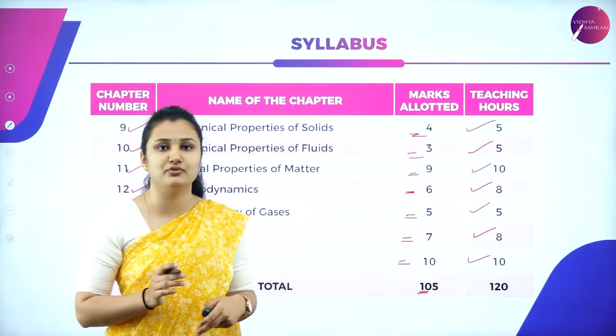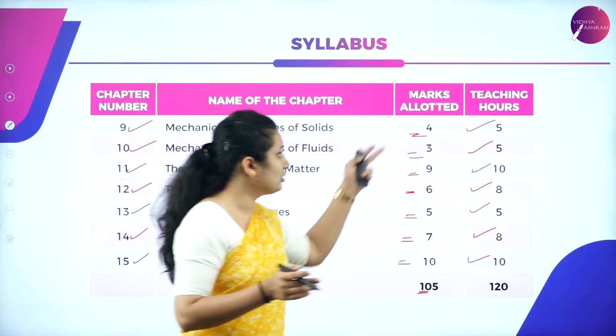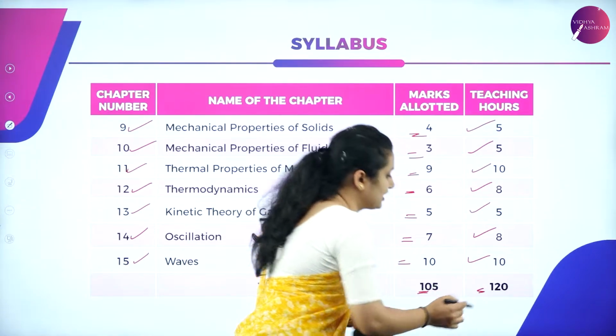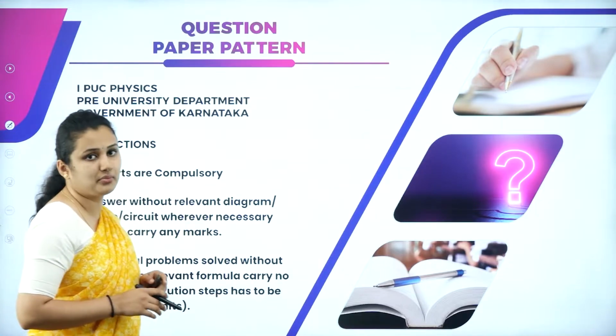So your paper is set for 105 including both part 1 and part 2 textbook. The total teaching hours I need for both the textbooks is 120 hours. So next we have question paper pattern.